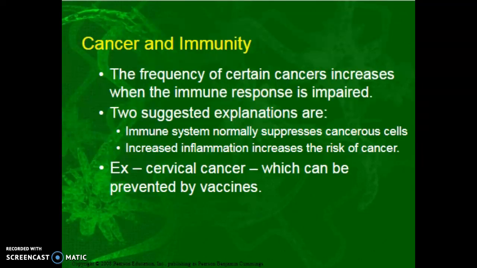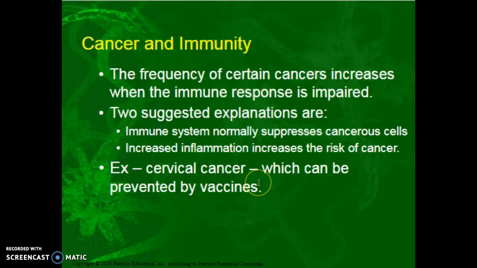Another thing that should be popping in your head at this point is cancer, because cancer is an issue where we have too many of our own cells. So can we manipulate our cells to recognize cancerous cells as non-self? There are two explanations for why frequency of cancers increase when immune response is impaired. The immune system can normally suppress cancer cells, or the increased inflammatory response increases the risk of cancer.